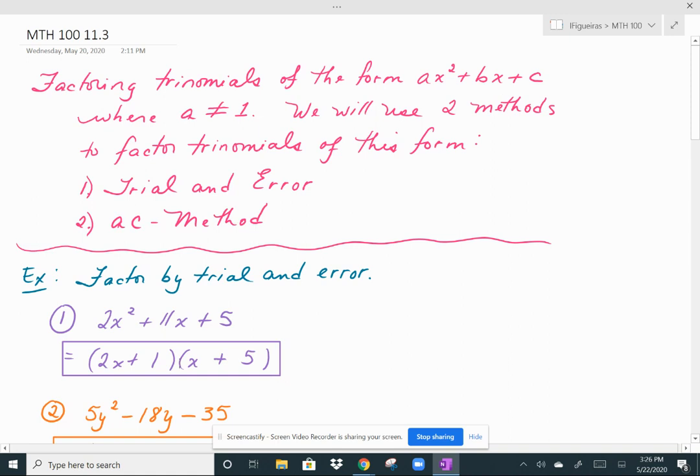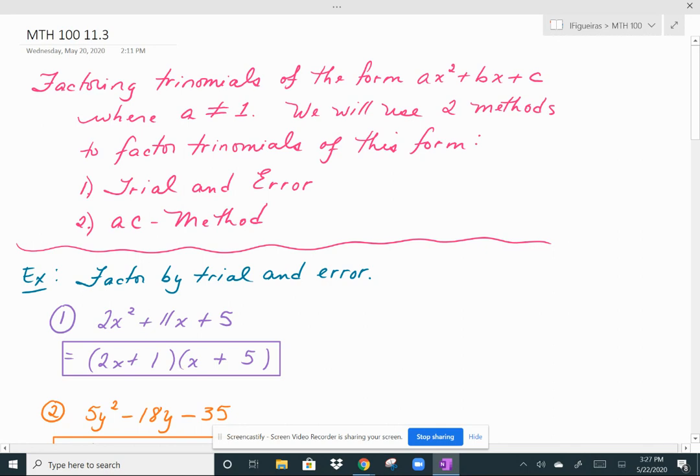Hi, this lesson is about factoring trinomials of the form ax squared plus bx plus c, where a, or the leading coefficient, is not equal to 1. So we're going to use two methods to factor these types of trinomials. The first one is called trial and error, and the second one is called the AC method.